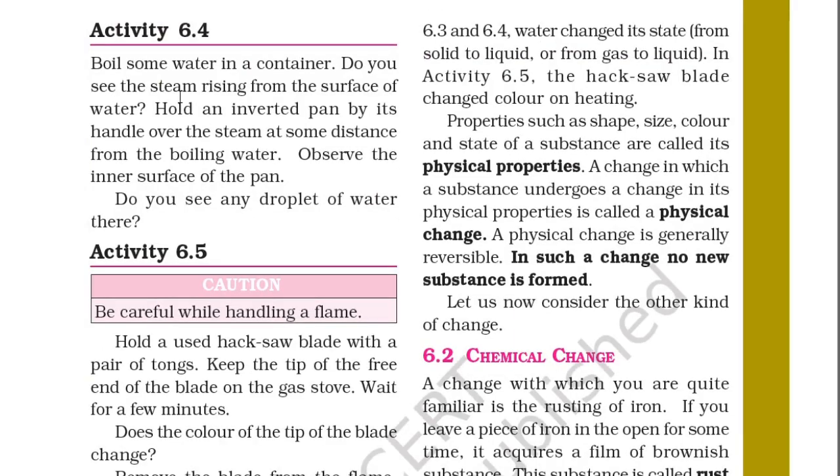So you can see the activity. Activity 6.4. Boil some water in a container. Do you see the steam rising from the surface of water? Hold the inverted pan by its handle over the steam at some distance from the boiling water. Observe the inner surface of the pan. Did you see any droplets of water there? So when you boil some water and put a pan over it, after some time you will see that the steam has settled on the top of the pan, and some droplets of water will be there.